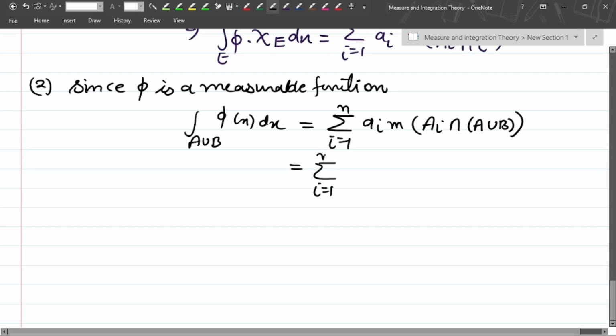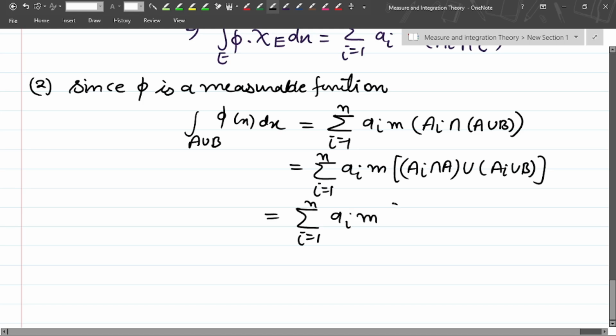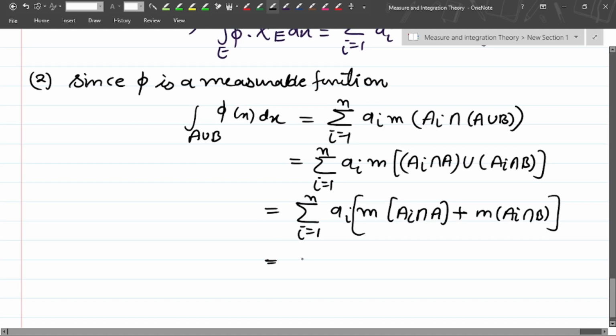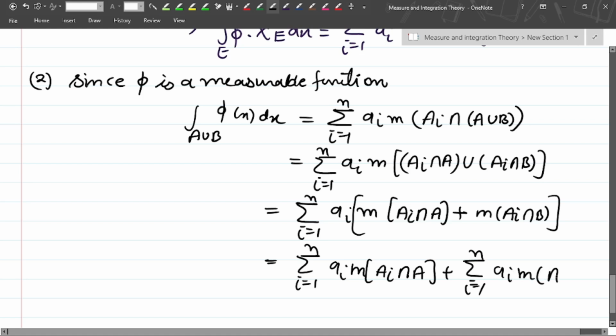What will happen? The summation i equals 1 to n of ai times the measure of Ai intersection (A union B), and by De Morgan's or by the result of the operations, this is Ai intersection A union Ai intersection B. Now it is the summation i equals 1 to n of ai times the measure of Ai intersection A, plus the summation i equals 1 to n of ai times the measure of Ai intersection B.